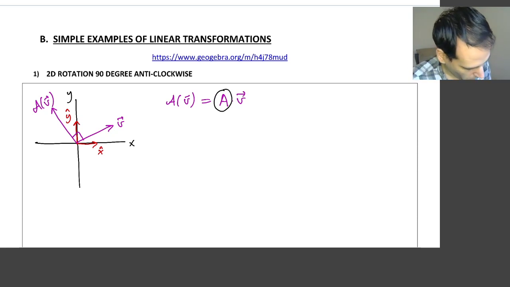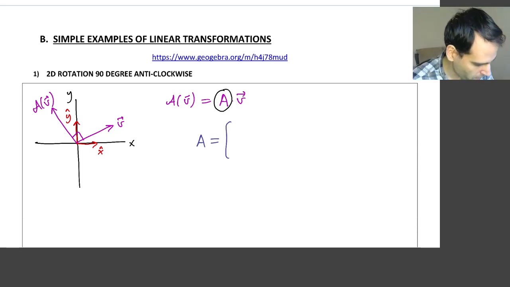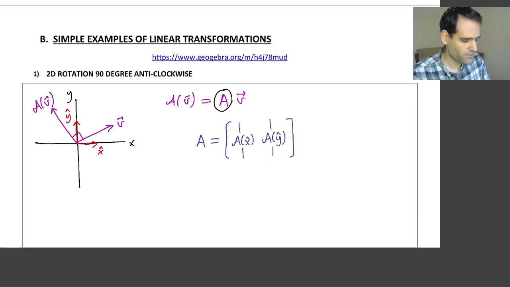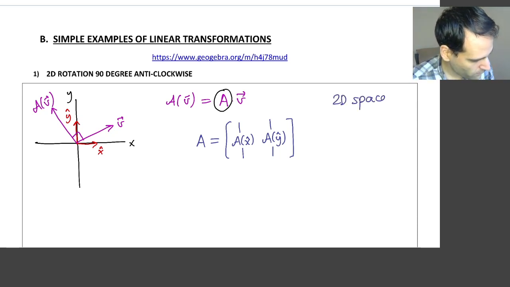So we follow the recipe that I just told you. This matrix A will have 2 columns. The first column will be the transformation applied to x hat, and the second column will be the transformation applied to y hat. Why is this? Because that's how matrices are defined. The columns are the transformation applied to each of the basis vectors. Since we are in 2-dimensional space, our basis is x hat and y hat.